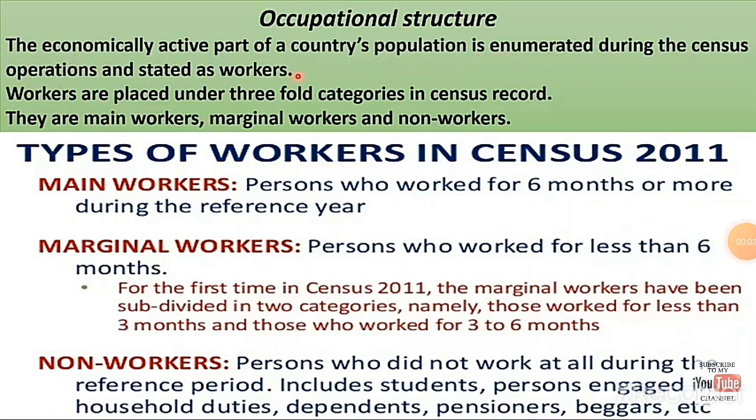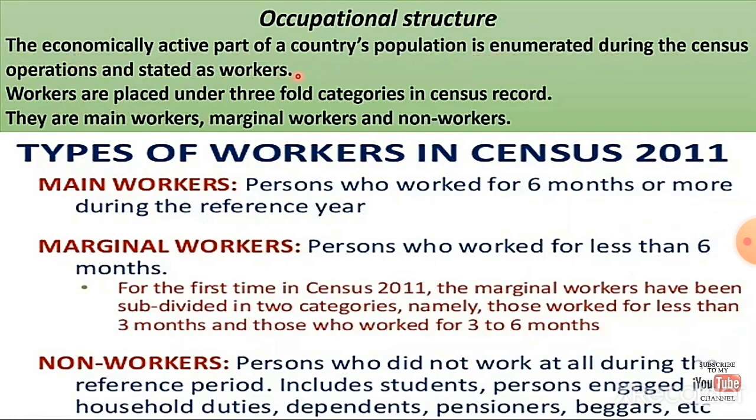Then, occupational structure. The economically active part of a country's population is enumerated during the census operations and stated as workers. Workers are placed under threefold categories in census record. They are main workers, marginal workers, and non-workers. Workers are one of the most important things for the development of a country.